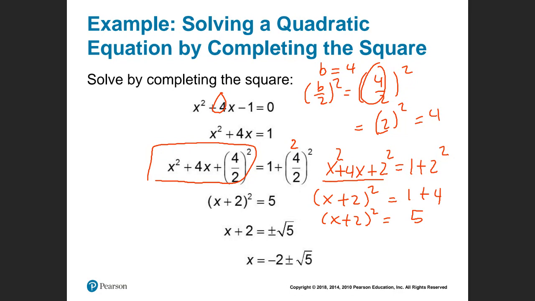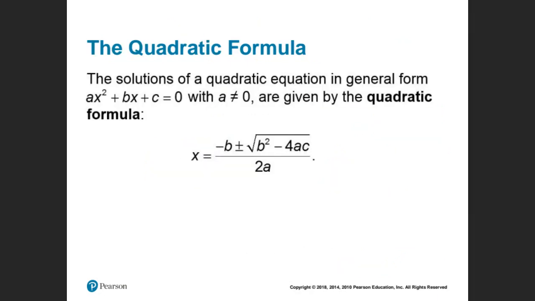Now we need x, so we have to take the square root of both sides. With the square and square root canceling, the answer becomes x plus 2 equals plus or minus the square root of 5. Move 2 to the right side, and it becomes negative. So x equals negative 2 plus or minus the square root of 5. Everybody follow this one? Now go to the next one.